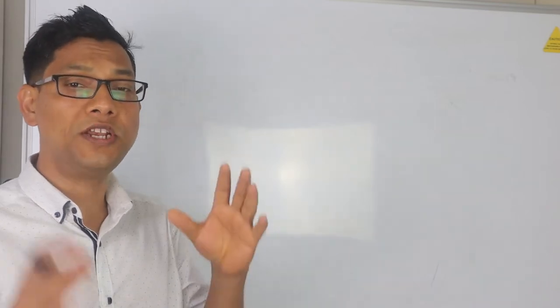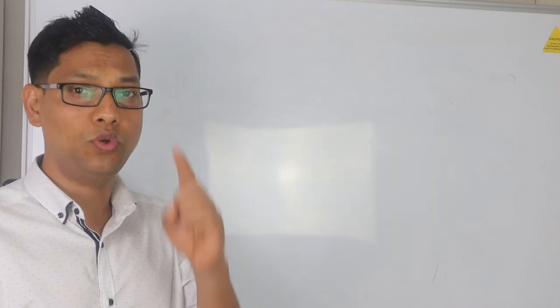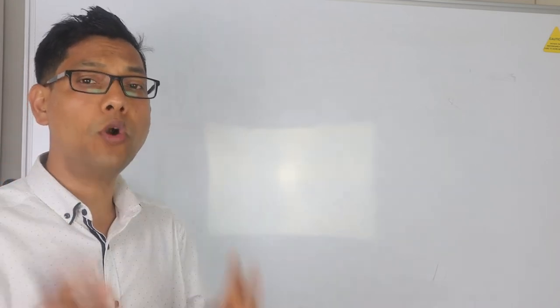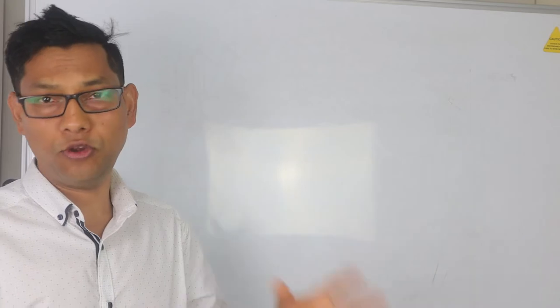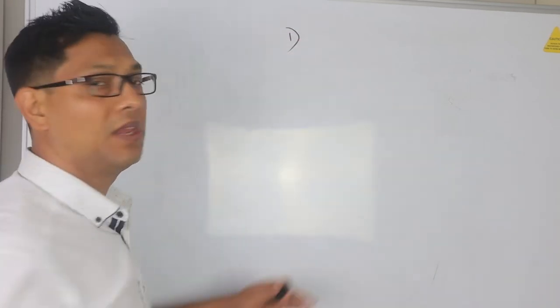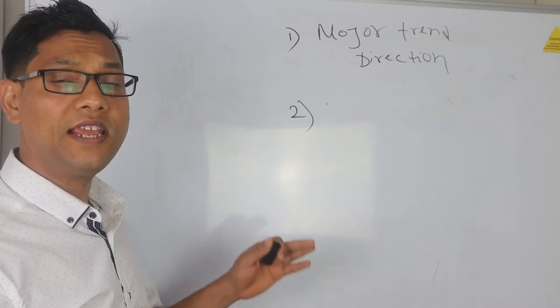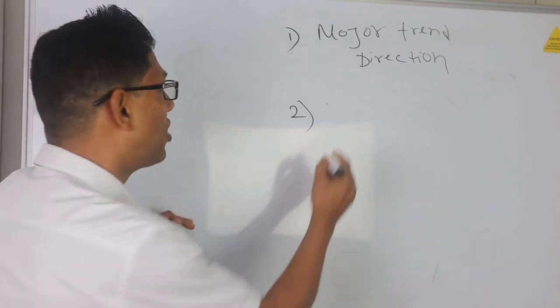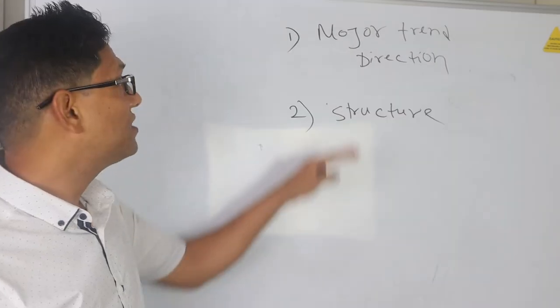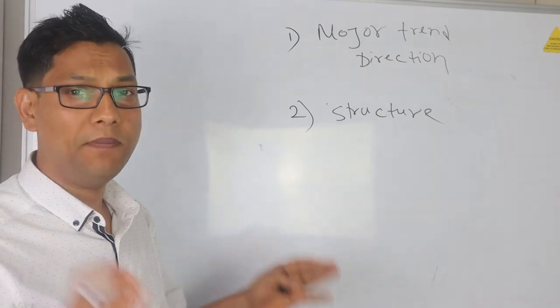Now, to predict a breakout of a support or resistance, you need to keep two important key points in mind. The first key is, remember, the major direction of the trend. The second key point is structure. Okay, so first let's see the major trend direction. What do I mean by this?